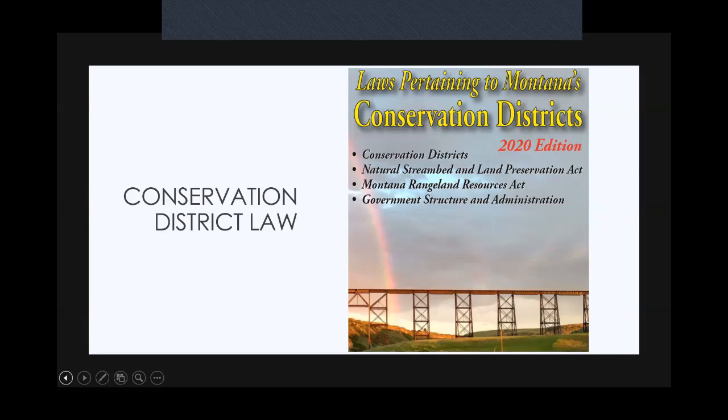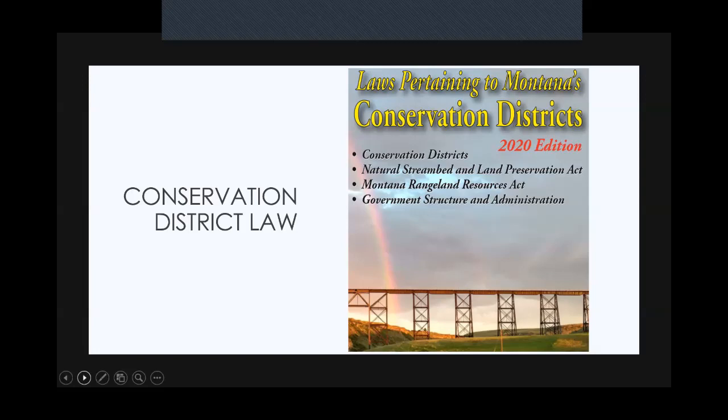We also have a copy of the law book on our website, but it is a pretty helpful guide. And one of the things the Conservation Districts Bureau does is help translate that to English, because sometimes it's not all that clear about what it means.